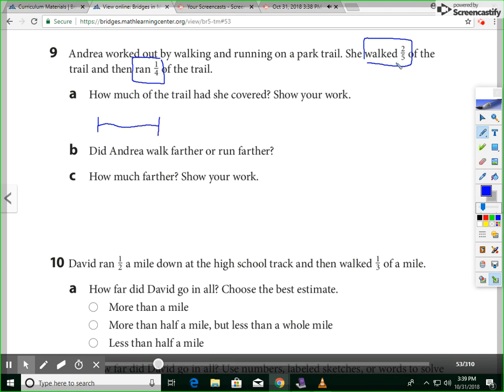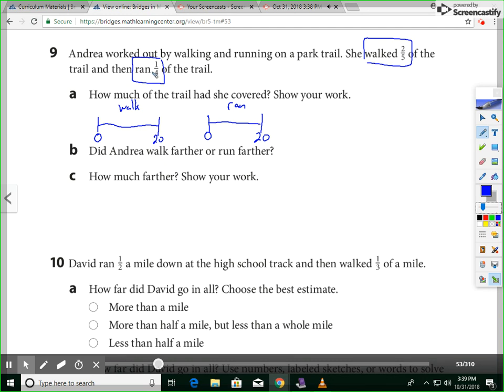what's 2/5 of this trail. If this is the walking trail, how much she walked, and then over here we can say how much she ran. Let's just pick that we have a 5 and a 4. We'd have a common denominator of 20, so we can just pretend that this trail would be 20 kilometers long or 20 miles long, something like that.